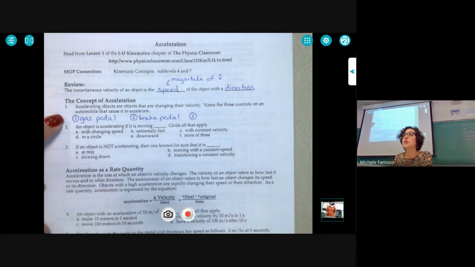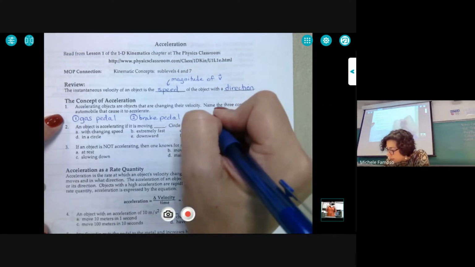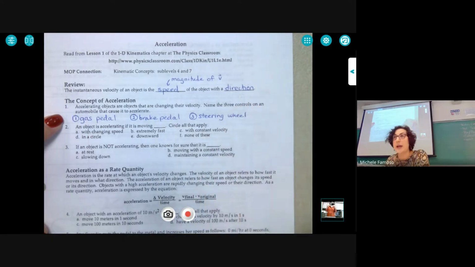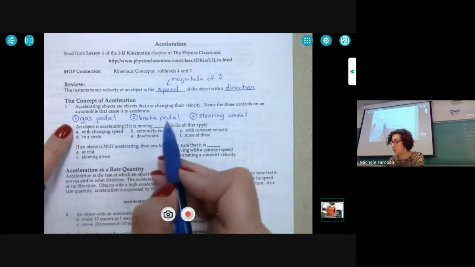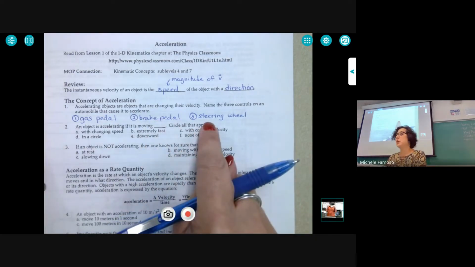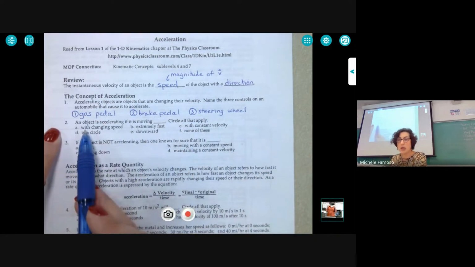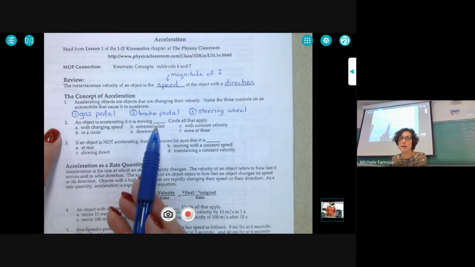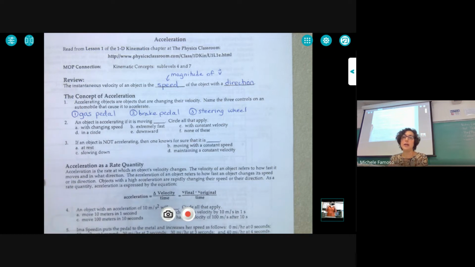And what is the third control? Caitlin? That's right. Because remember, what is an acceleration caused by? Speeding up, slowing down, and changing direction. Any of those 3 things. So those are the 3 things that would make it speed up, slow down, change direction. Okay, number 2. An object is accelerating if it is moving blank. Circle all that apply. Let me give you a minute to look at that yourself, and then we'll see if you can answer this for me.